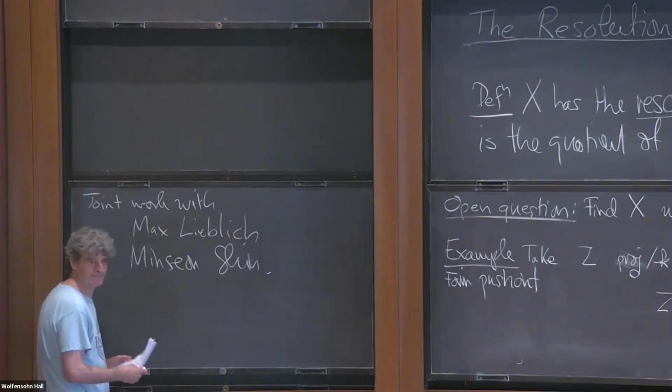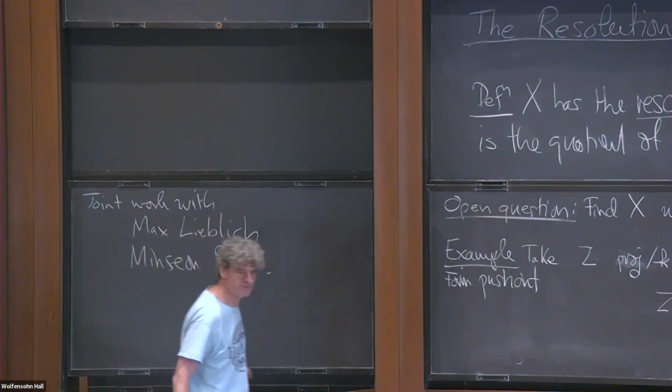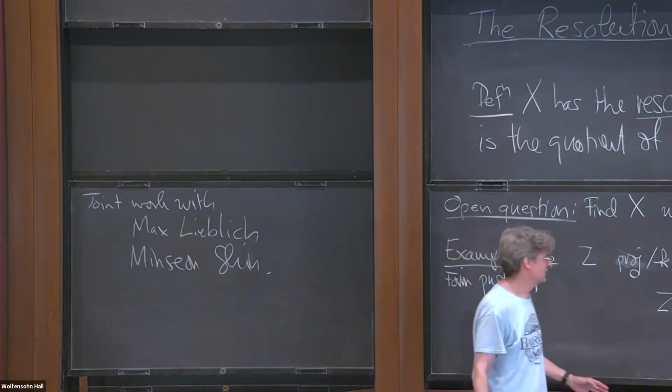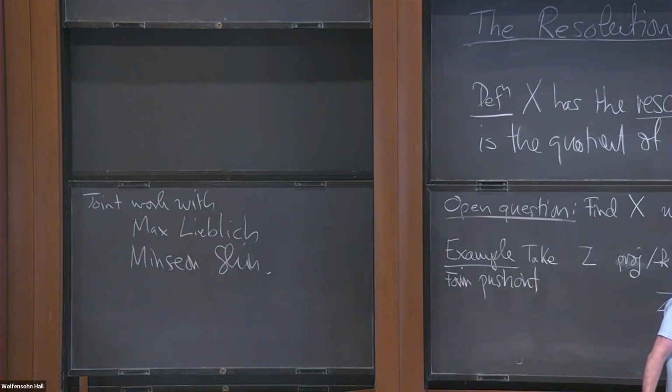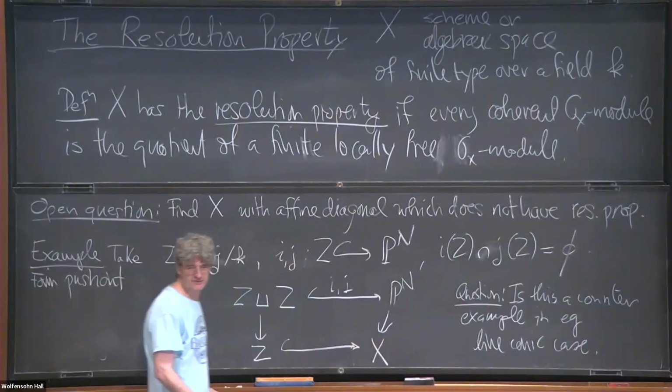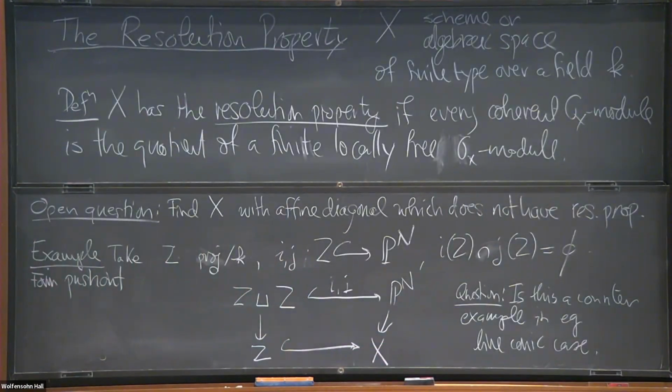Is that easy to see, the affine embedding property? Yeah, this X is proper, so it has its diagonals. Is, yes, no, good question, yeah.